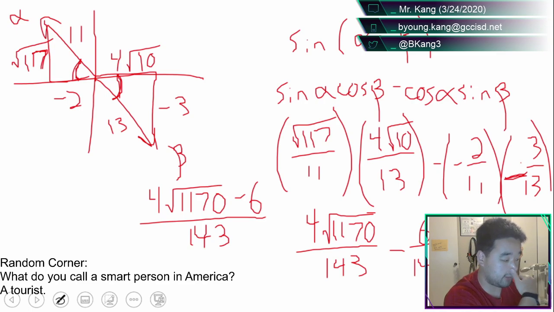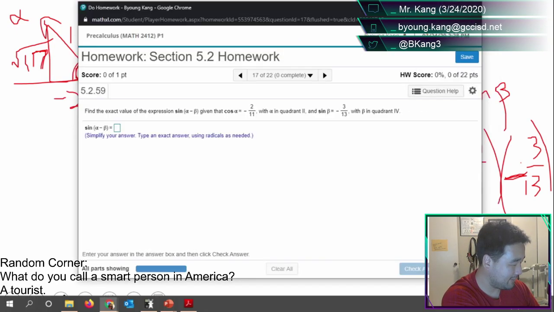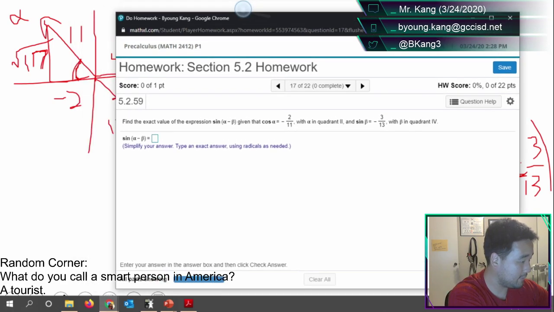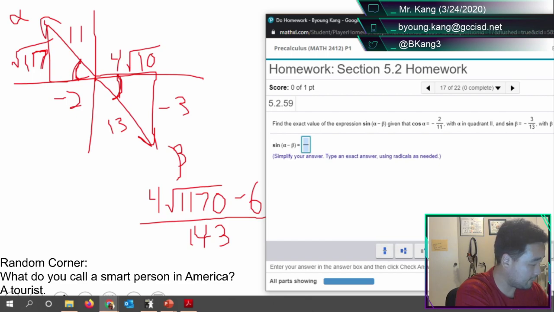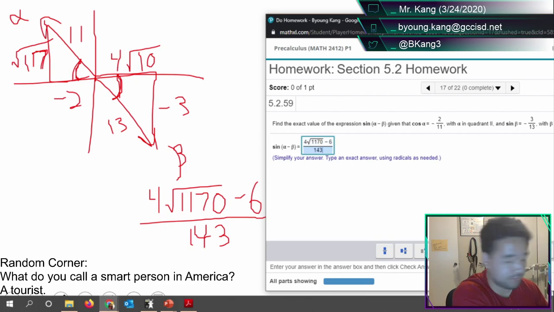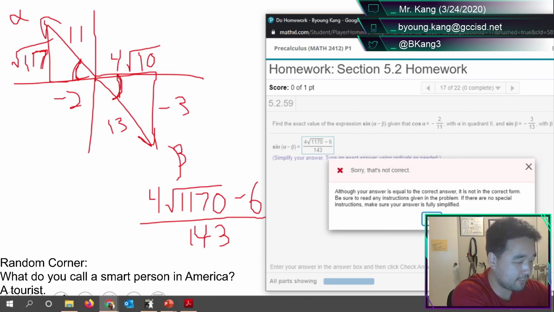We do need to double check 1170, but if I had an attempt on my math lab, I would just say screw it, just try it. Here, let's pretend I am a student doing this homework. So we've got 4 square root 70. And if it gives me an error, that means I need to simplify 1170. Yeah, see, it's equal to the correct answer, it's not in the correct form, so we do need to break up 1170.